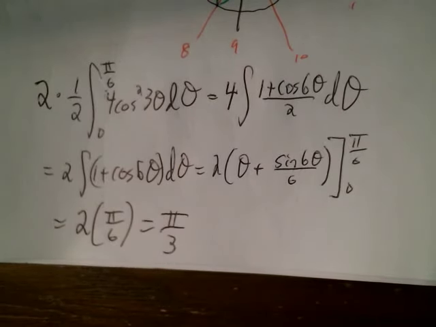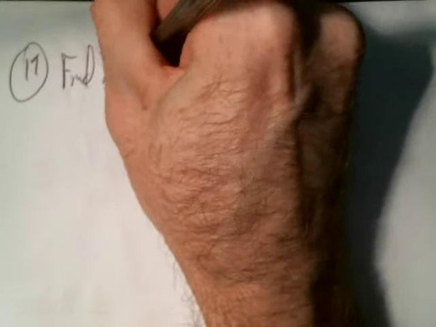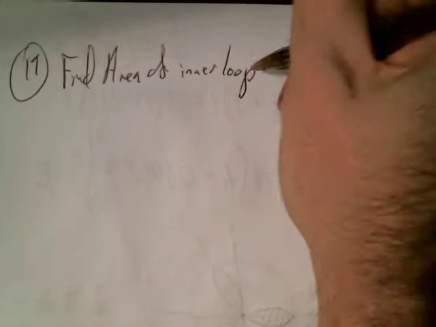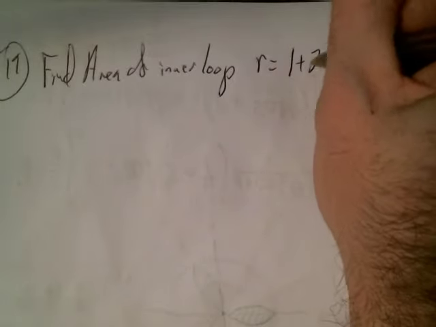Yay. All right, let's look at finding the area of the inner loop of this, I think it's a limaçon. Okay, so this is problem 19. Find area of inner loop of r equals 1 plus 2 sine theta.